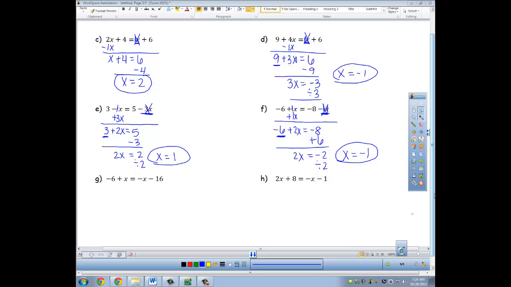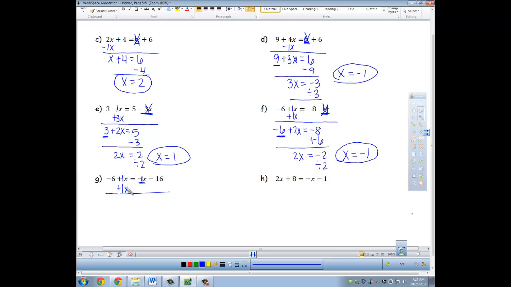For part G, again we have 4 terms to deal with. So we are choosing our smallest variable. Here I have a positive 1x and I have a negative 1x. So very similar to part F. My negative 1x is smaller. So instead of negative 1x, I'm going to add it to the other side.